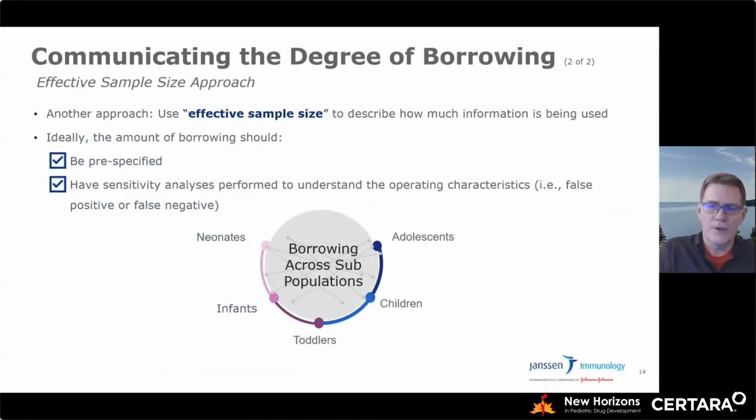Another approach is to use the effective sample size to describe how much information is being used. Ideally, the amount of borrowing should be pre-specified and sensitivity analyses performed to understand the operating characteristics, that is, the false positive or alpha and false negative or beta of the study design.